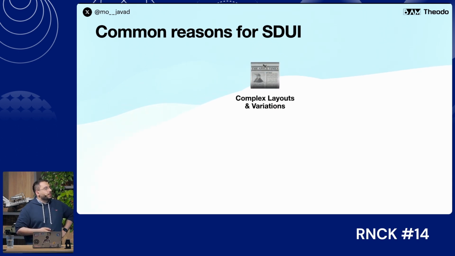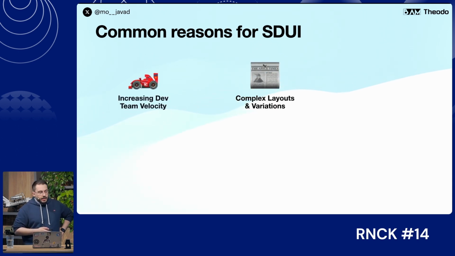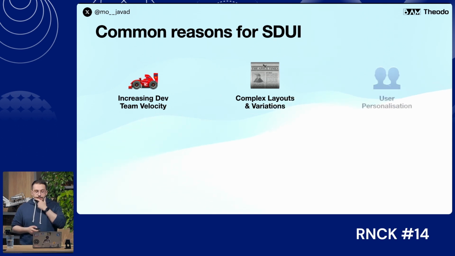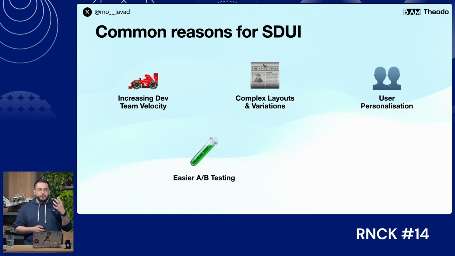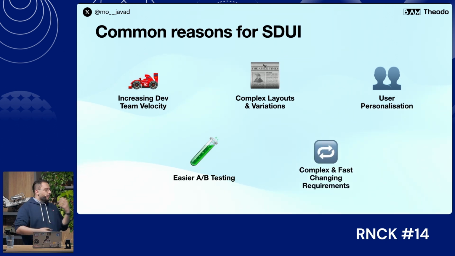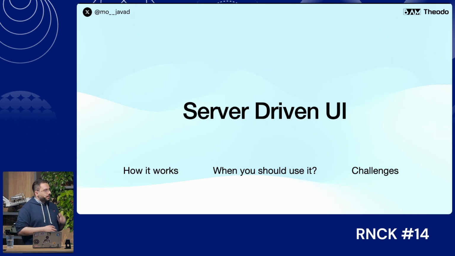the common reasons are you've got complex layouts and variations. You want to increase your dev team's velocity. You want to add some level of user personalization. This is really where it becomes powerful. And you want to also have A/B testing being significantly easier. And maybe your requirements are changing very quickly and you're just iterating very quickly, so it makes a lot of sense. But really the meat of this talk for me is the challenges that come with server-driven UI, because it's not just a slam dunk.